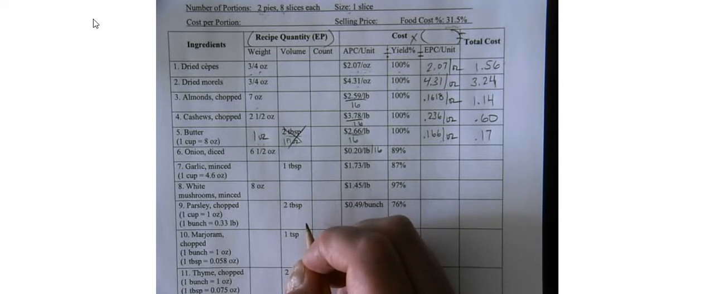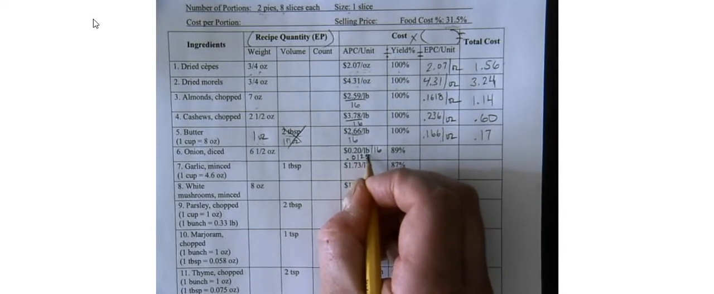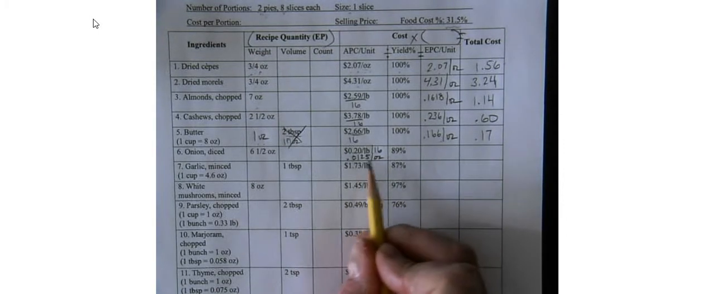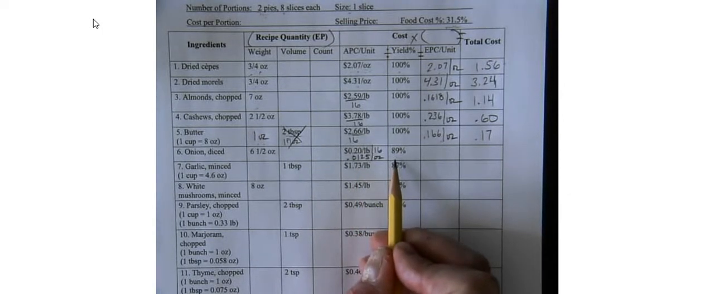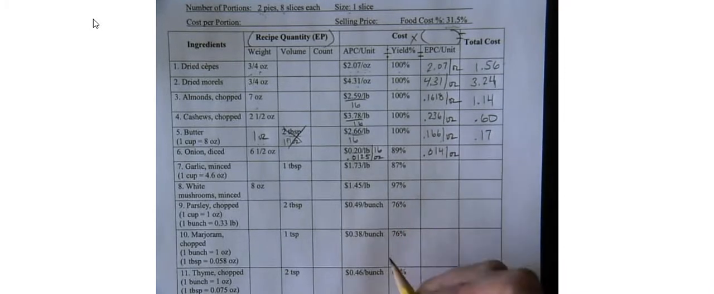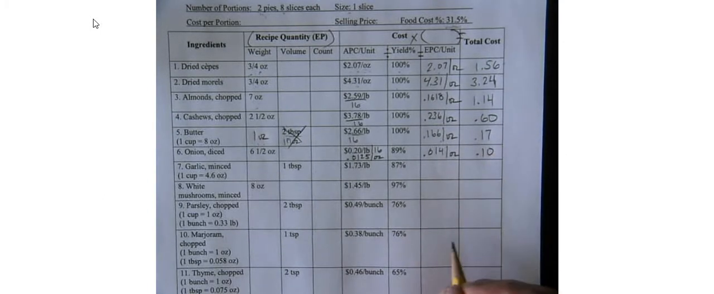All right, so 20 cents a pound divided by 16 ounces gives me a cost per ounce of 0.0125 per ounce. And I'm going to continue on with the calculator. I've got that number in my calculator, 0.0125 divided by 89 cents, or 0.89. And it bumps it up a little bit. I've got 0.014 cents per ounce. Cost per ounce times ounces in my recipe, 0.014 times 6.5, 10 cents for the onion when I round up.